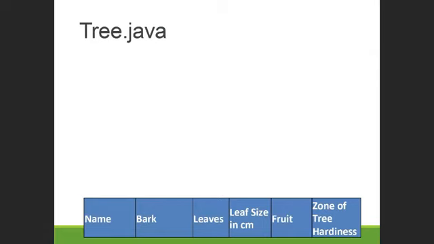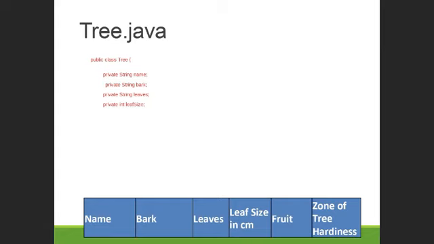So our class might look something like this: public class Tree, and it opens up into some curly braces. And then I'm going to have my instance variables. So I'll have my private String name, private String bark, and we did leaves with String as well. With leaf size, we decided either int or double. I'm just going to do int because it's shorter to type. And then this is where my camel casing comes into play here. So leafSize, capital S.